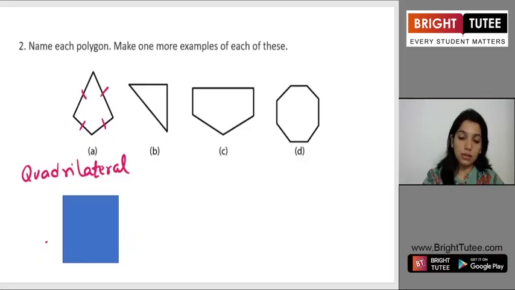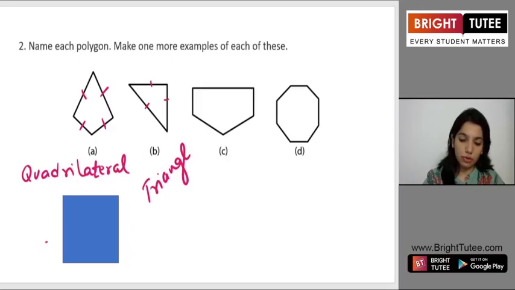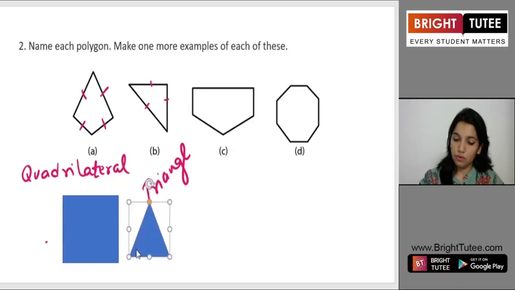Now the second image that we see is a 3-sided figure. So what is it? It is a triangle, right? So this is a triangle. Let me put an image of a triangle here. So this is the image of a triangle, right?